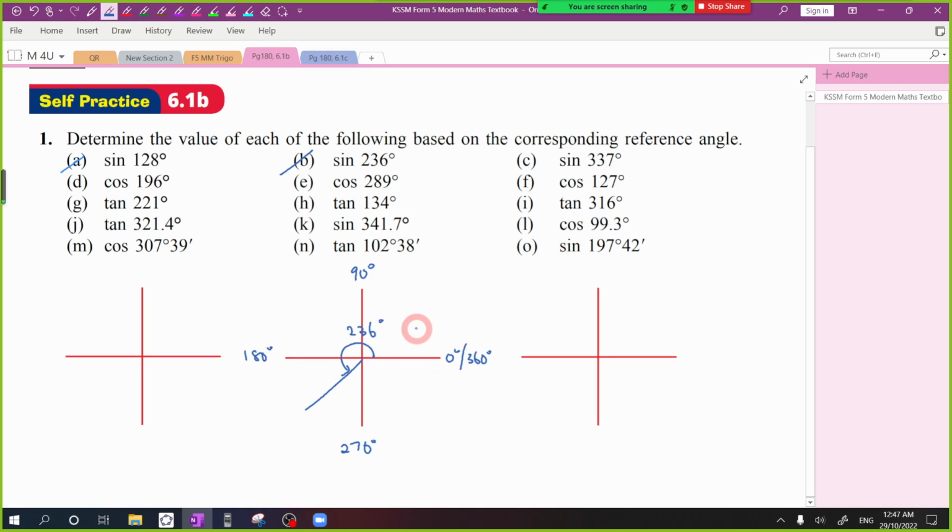The second thing is to determine the corresponding reference angle, or reference angle. Okay, so the reference angle is always the angle between the terminal side where the angle stops and the x-axis. Remember, x-axis. This is the angle that we need. So how to get this angle? Try to think. 236 degree is from here to here. But now I only want this, right? So you take 236 degree minus 180 degree.